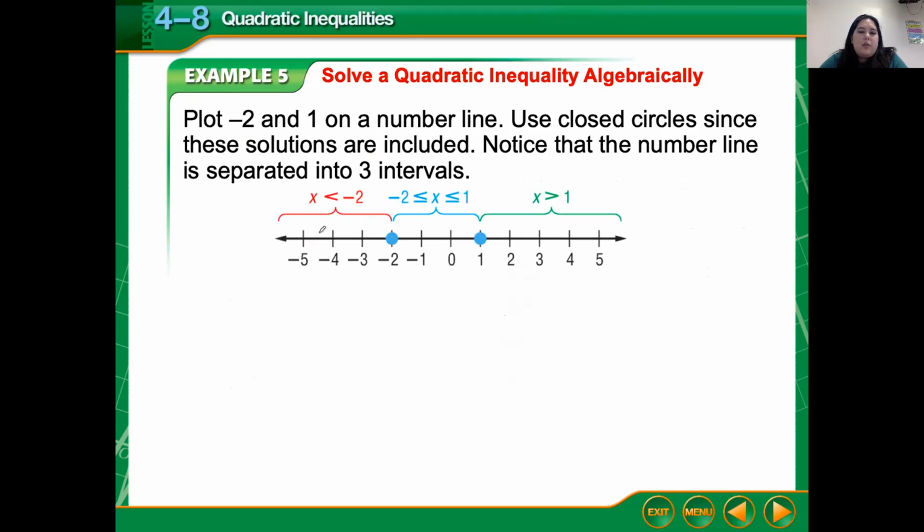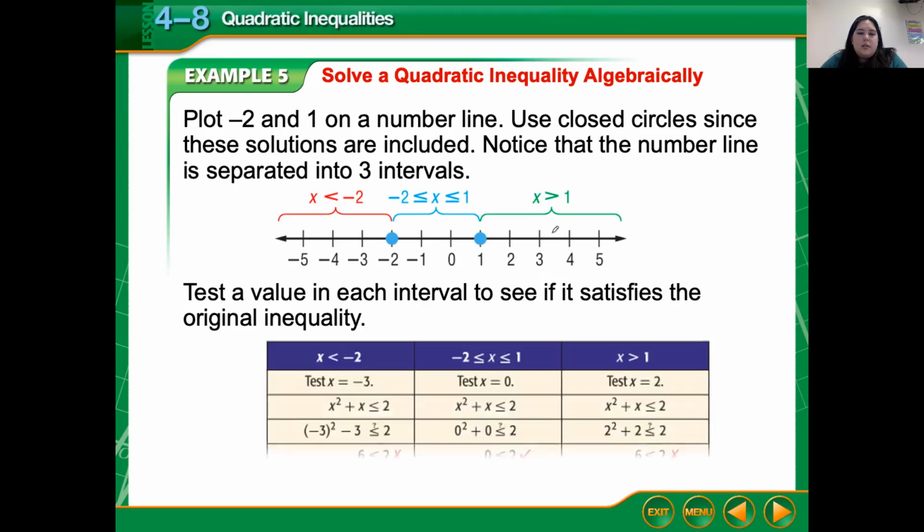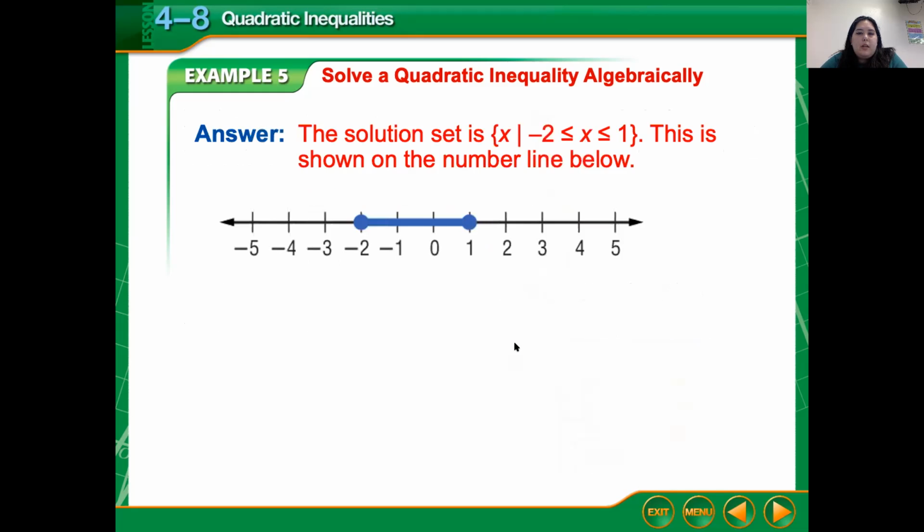So that we have 3 sections: the values less than negative 2, between negative 2 and 1, and greater than 1. We're going to test something from each of these and see which one works. In this case, they tested negative 3, 0, and 2, and they found only 0 works. So my answer is negative 2 is less than or equal to x, which is less than or equal to 1. And if you wanted to see it shown on a number line, this is what it would look like.